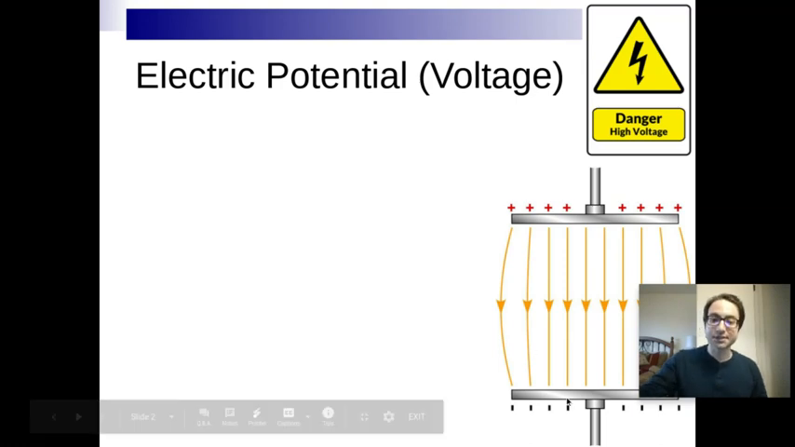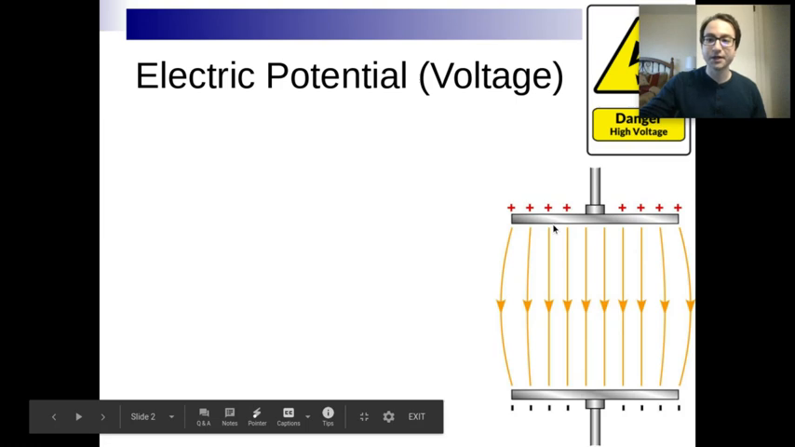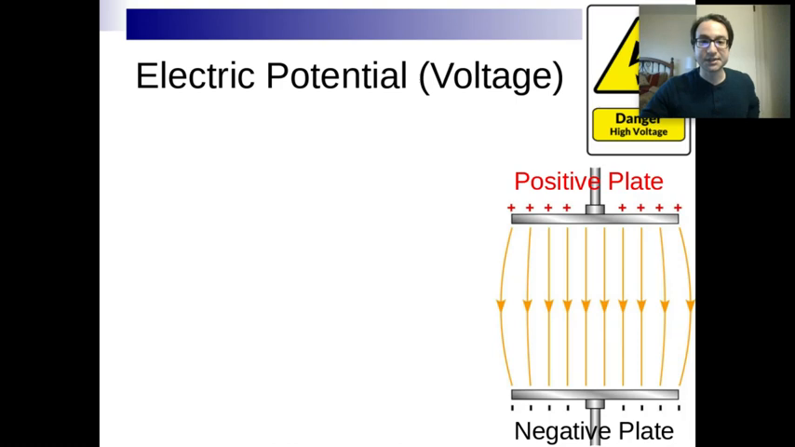To discuss this, we need to go back to the idea of electric field. On the screen here, you see two metal plates. We have one up top and one down below. They are parallel to each other. We're going to make the top plate positively charged and the bottom plate negatively charged. Now, since this is the case, we're going to have an electric field between the plates.